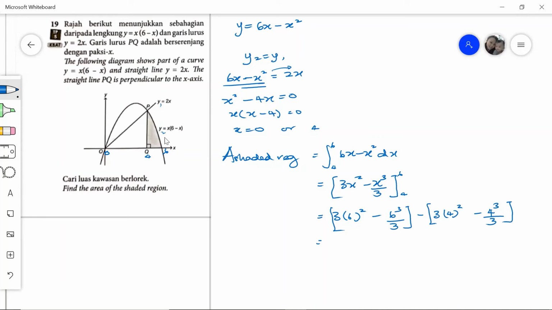Okay, the next part depends on the calculator. For the first part, we have 36, minus 26 and 2/3. Therefore, let's subtract this. Therefore, we have found the answer for question number 19: 9 and 1/3 squared units. Okay, that's it.